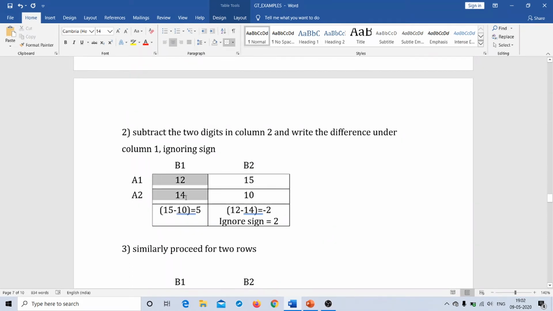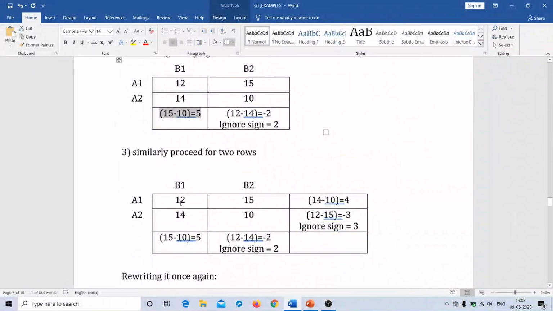The difference of B1 you write here, that is below B2, and the difference of B2 you write here, that is below B1. Got it? Now the same procedure you adopt for the rows. This is my first row with 12 and 15. The difference between them, ignoring the sign, is 3.